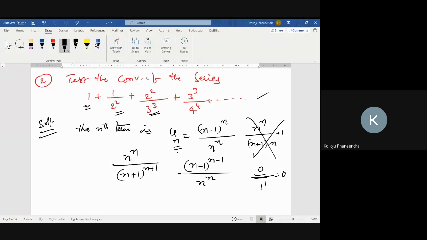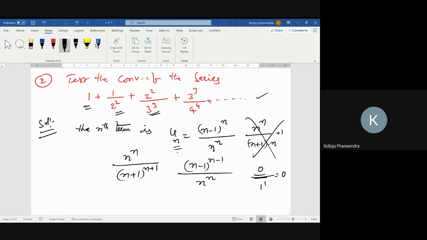That is why I told you to read yesterday's class carefully. Properties of series: what I told, if I remove some finite number of terms from an infinite series, it does not affect the convergence of the series, correct?